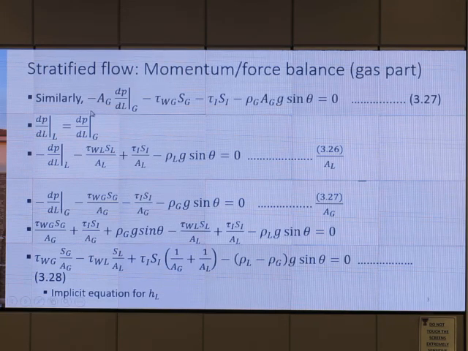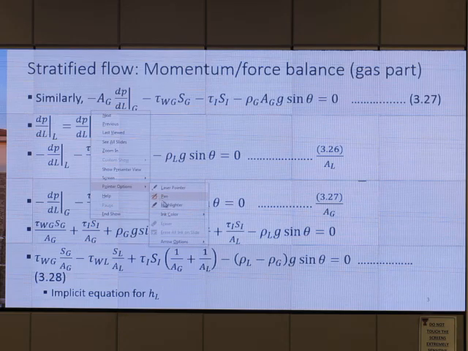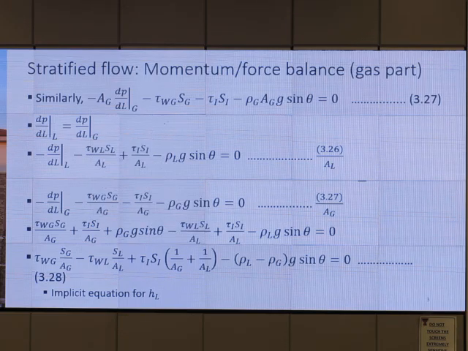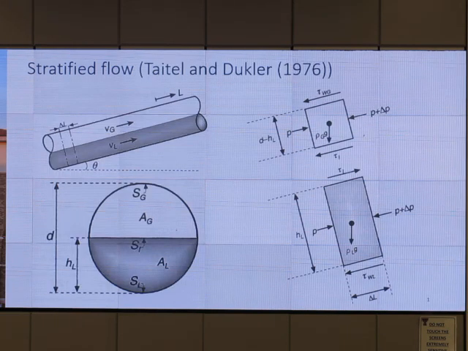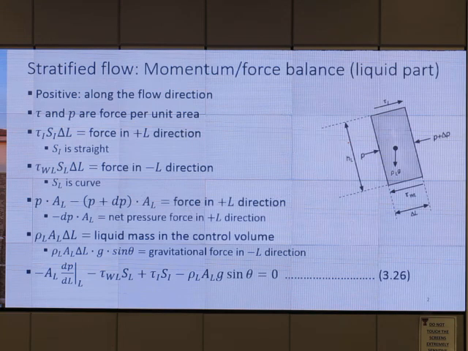Similarly, for the gas phase, we have that equation. The difference this time is the sign for tau I. This time it is minus. Previously it is plus. The reason it is minus is that when we do it for gas, tau I drags it back.